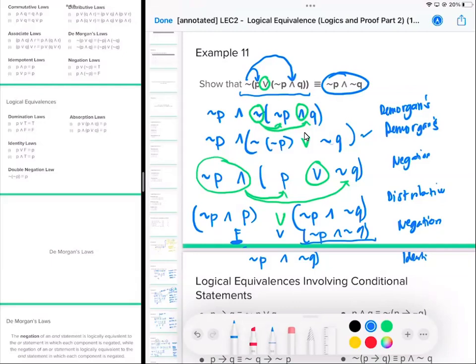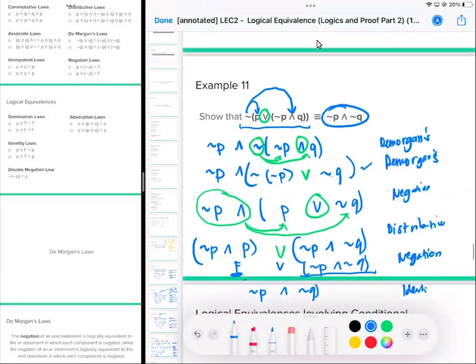That is the last example that I'm going to show to you in proving logical equivalence of statements using the laws that I have provided.